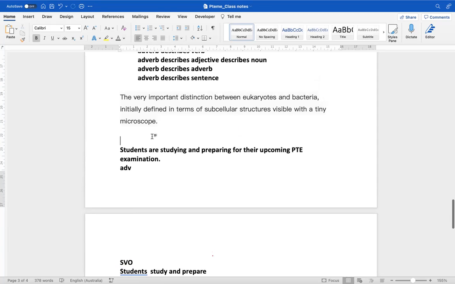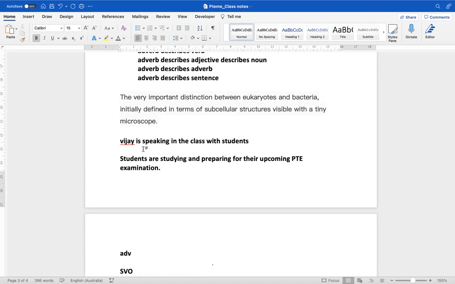We can also use: Vijay is speaking in the class with students. So this is my sentence. In this example, Vijay is speaking. In the class: what is this preposition doing? This preposition is dividing this sentence from this noun. And again, I'm using the preposition with to divide another noun. Students is a plural noun. So class and students. To divide two nouns, we use a preposition.